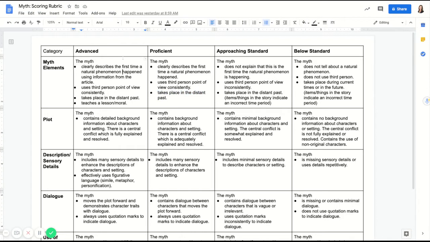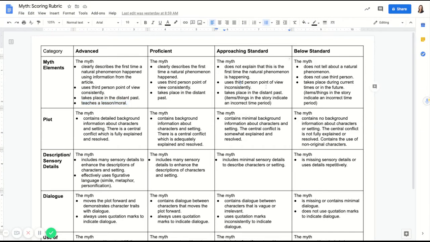Looking over to advanced, here's what you would do to earn extra credit in this category. The myth clearly describes the first time a natural phenomenon happened using information from the article. So that's a little bit different. The myth uses third-person point of view consistently. The myth takes place in the distant past, and the myth teaches a lesson / moral.